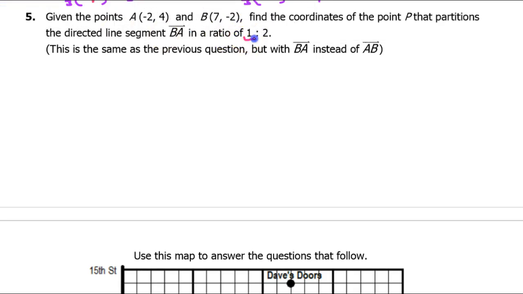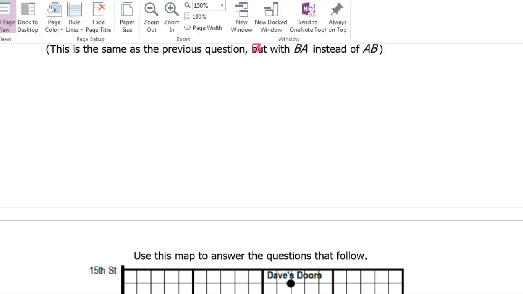We can see that the total here is 3. But because it's B to A, that means that this is B and this is A. So that means this time we're going to be 1/3 from B, and we're going to be 2/3 from A. All right, that's the big difference.